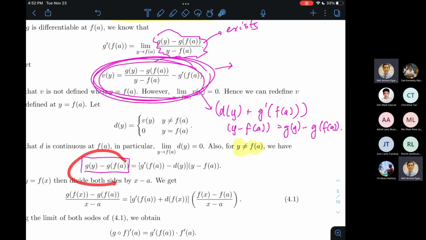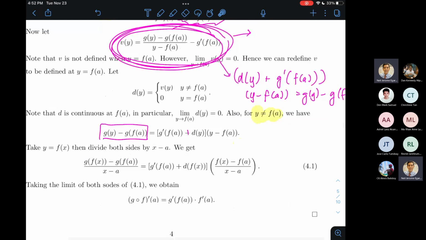Right? So ito ay equals sa g prime of y plus d of y. Tama ba, guys? Dapat ito ay plus. I think that should be a plus. d of y plus g of y minus g of a all over y minus f of a. Oh yeah, that's a plus. Kasi makikita nyo dito sa susunod na example, plus yung nakalagay. Okay? So that's fine. Plus nga ito.